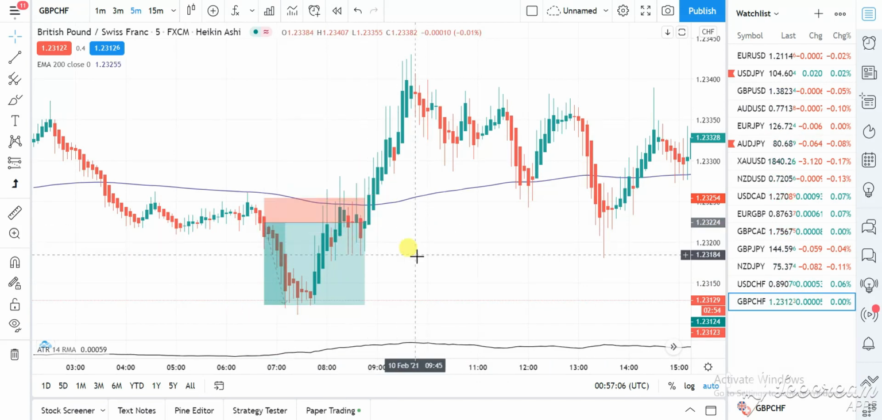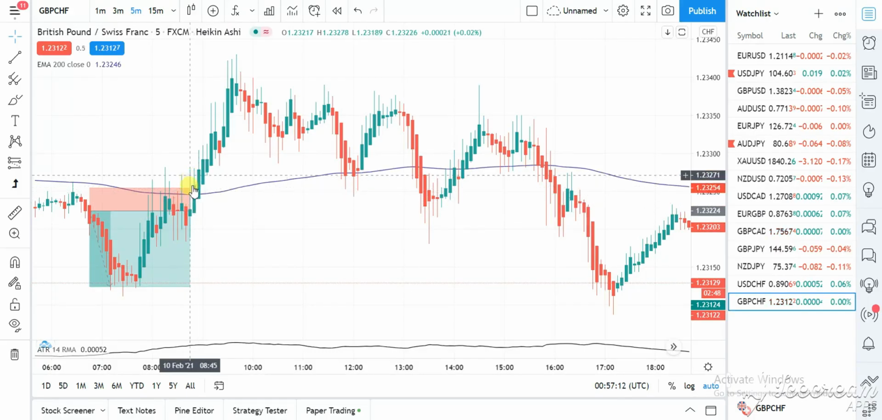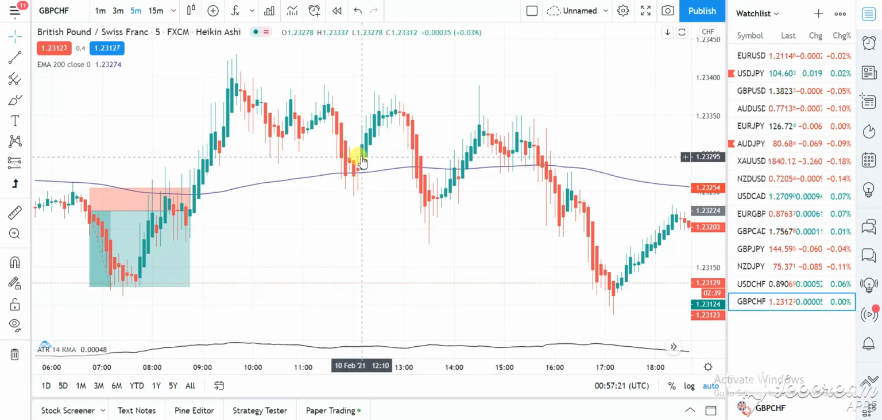So this is trade number 1. So let's get a buying trade. Let's see if we can get a buying setup. So you can see at this point the market broke out and it came back to retest. So after the retesting, the touching of the 200 EMA line, we want to see 2 bullish candlesticks.